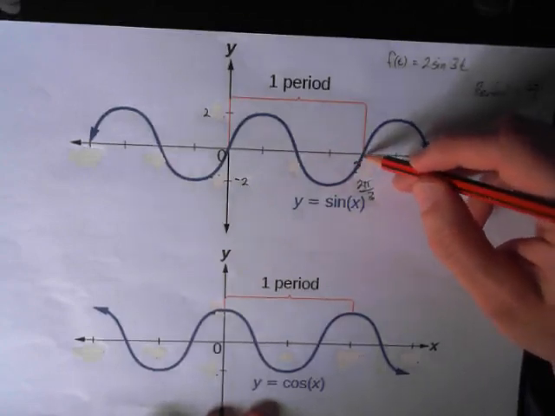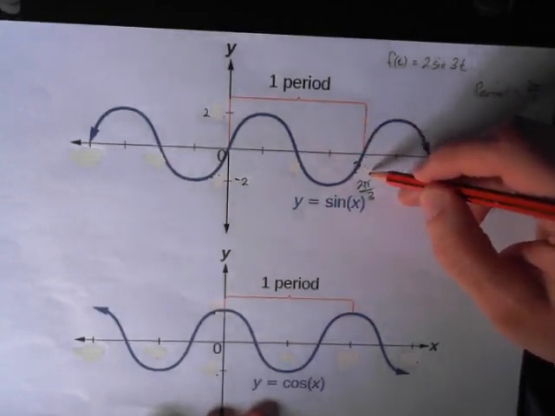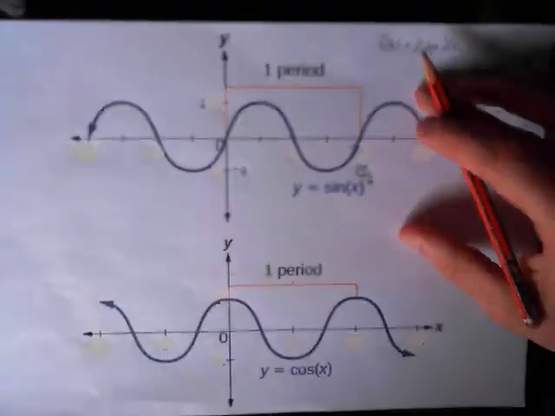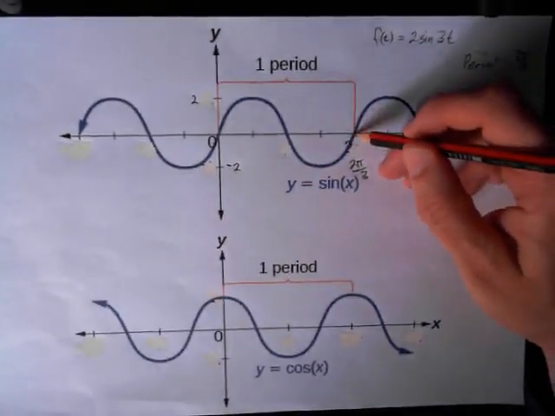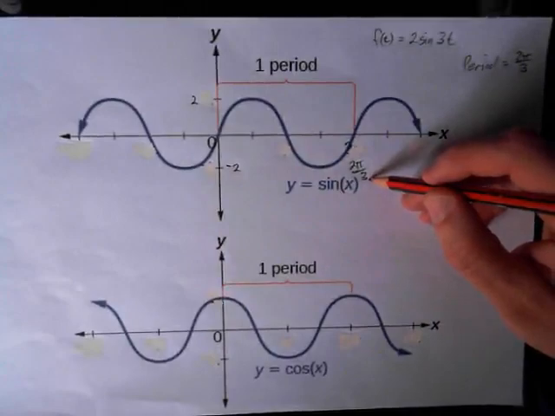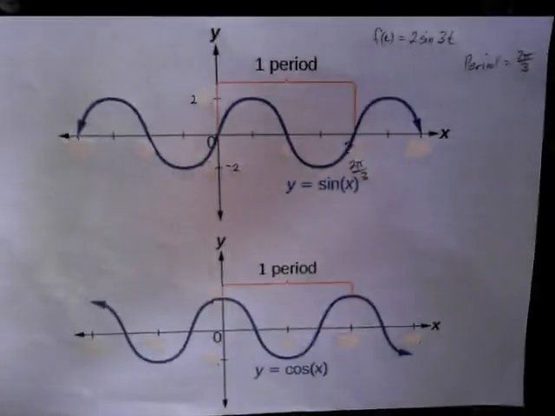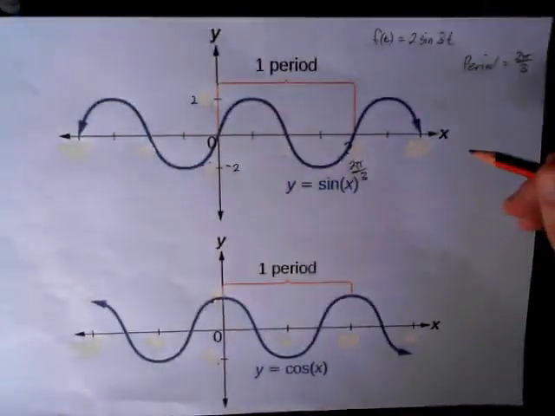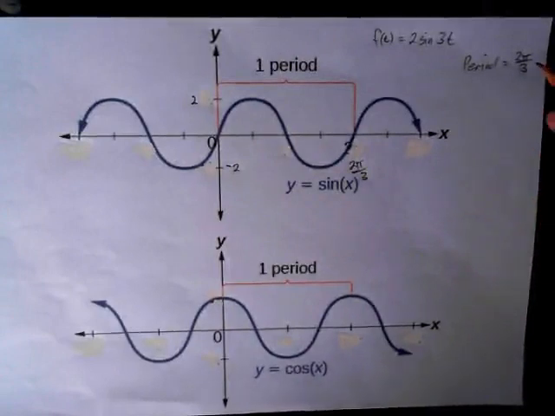The normal wavelength, sorry, the normal period is 2 pi. I keep saying wavelength because I'm a physics teacher. The normal period is 2 pi. This period is 2 pi on 3. So you can fit 3 in 0 to 2 pi.